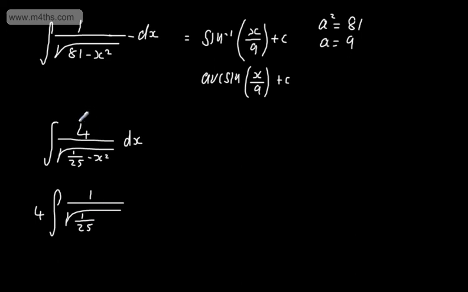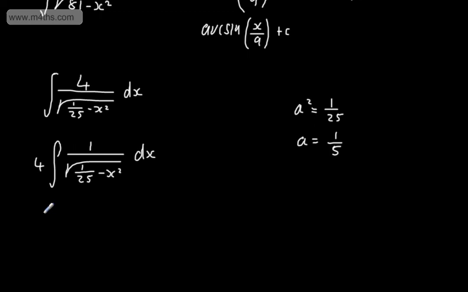We would have to have some multiple of x in the numerator to reverse the chain rule from this, as that would be the derivative or part of the derivative of the denominator of this fraction. So some multiple of that. So what I'm going to do is put this such that I can just equate it to a standard result. So we can see here that a squared is 1 over 25, therefore a will be equal to 1 over 5. So what we have here is 4 lots, and we can write this out.